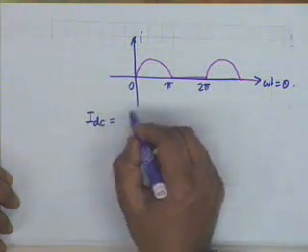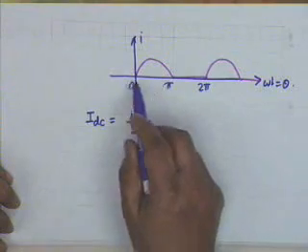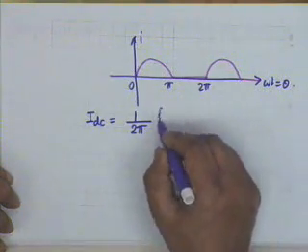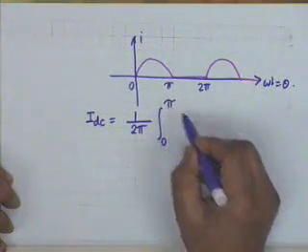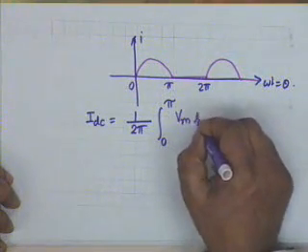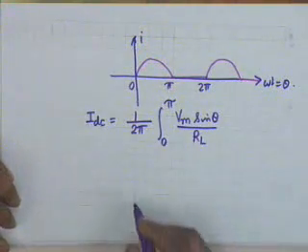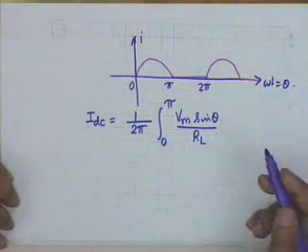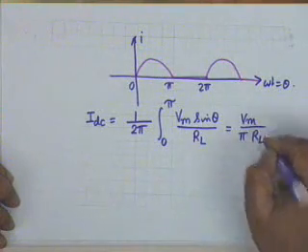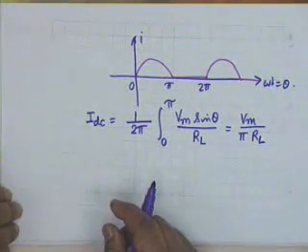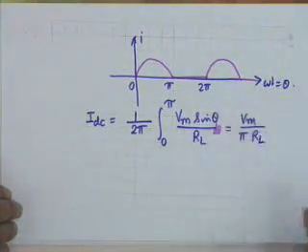IDC, the average value of this current, obviously is 1 over 2 pi, the average is to be over one period, 1 over 2 pi integral, the current exists only over this interval 0 to pi, and therefore we integrate between 0 and pi, Vm sine of theta divided by RL, d theta, of course, otherwise we cannot integrate. This is the average value of the current, and if you integrate this, it's very easy to show that this is simply Vm divided by pi RL.